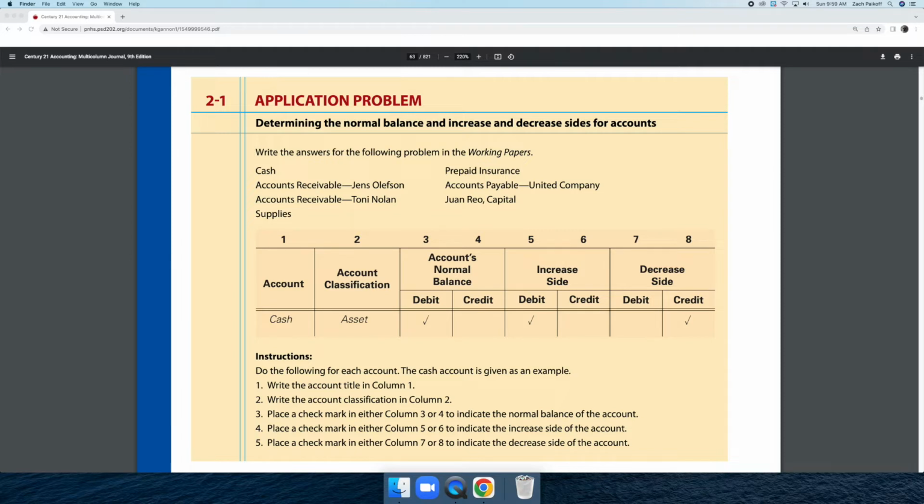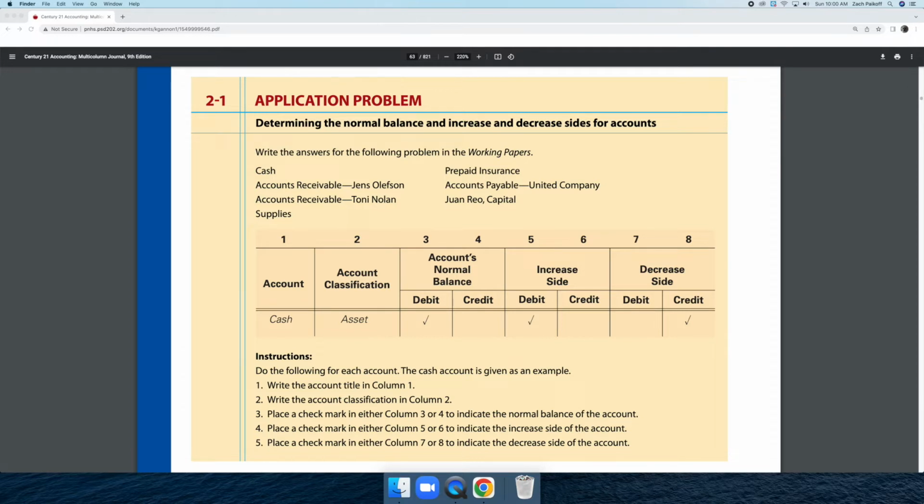So the instructions say, write the answers for the following problem in the working papers. Alright, so as you can see here, we are given a list of accounts. The accounts are cash, accounts receivable, Jens Olefsen, accounts receivable, Tony Nolan, supplies, prepaid insurance, accounts payable, United Company, and Juan Rayo Capital.